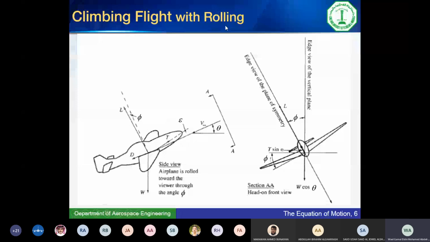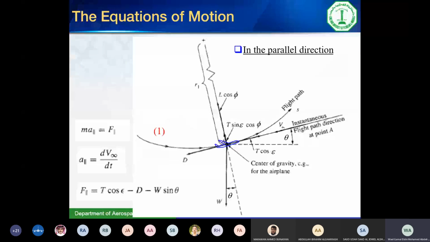Okay, so if the plane of symmetry of the aircraft is rotated at an angle phi, if this is the lift, then the component of the lift in the vertical direction will be L cosine phi. In the horizontal direction will be L sine phi, and so on. Okay. Now, why I'm saying this? Because we are going to take an aircraft in a very general position, and we are going to write the three equations of motion. As a rigid body, the aircraft does have three equations of motion.